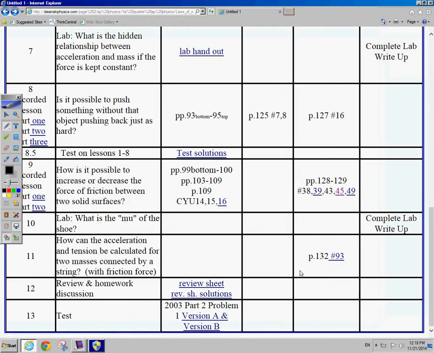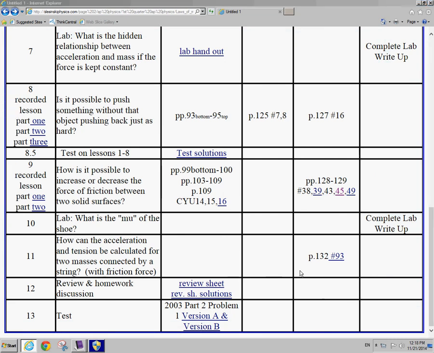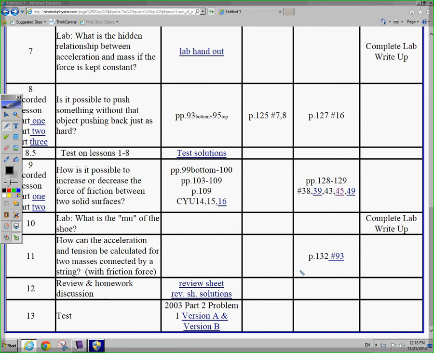All right, so today we're working on lesson 11. How can the acceleration and tension be calculated for two masses connected by a string when there is a friction force? This is just like lesson 6, but this time we're including the friction force.